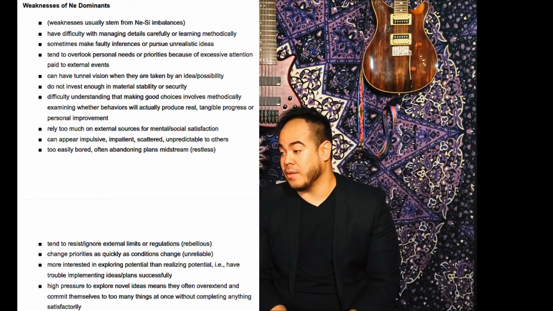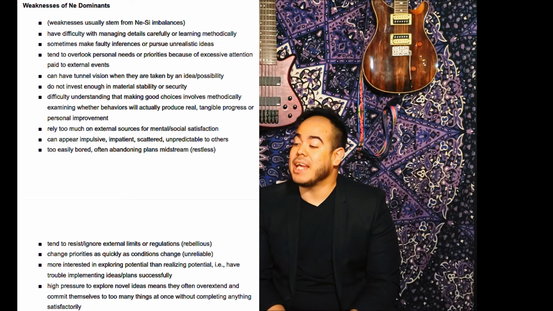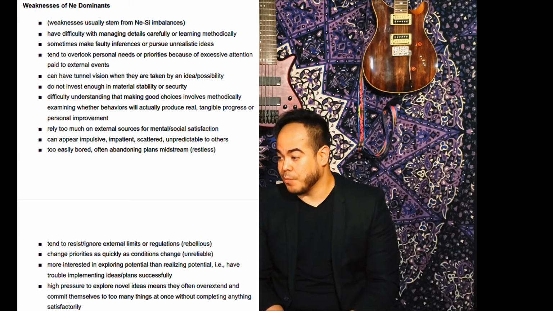Weaknesses of NE dominance, the ENTP and ENFP. And these bullet points, you'll notice, some of them really correlate with ADHD. Point 1: weaknesses usually stem from NE-SI imbalances. Second point: having difficulty with managing details carefully or learning methodically. That is a very common ADHD scenario.